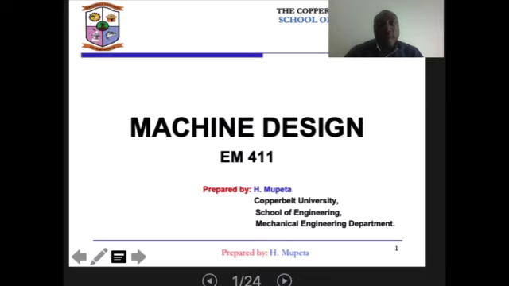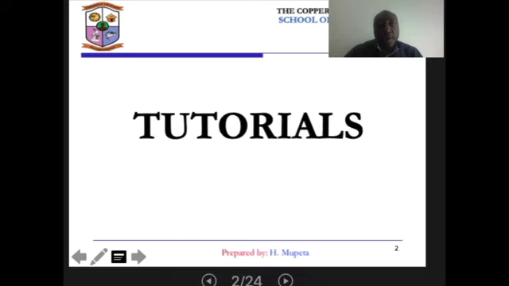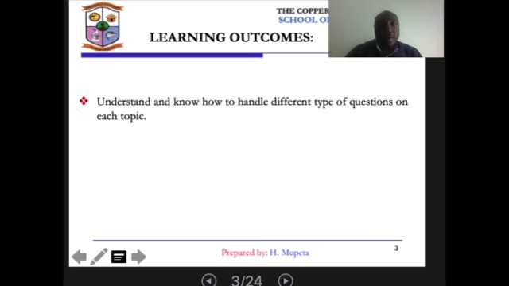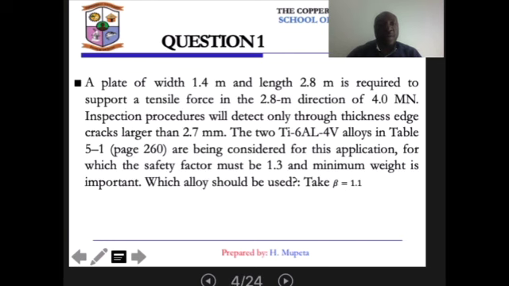Today we are going to have some tutorials in machine design, AM411, and we are basically going to do about 3 questions. The purpose of these tutorials is that you and everyone else should be able to understand and know how to handle different types of questions on each topic and see how these can be handled in various situations. If you know how to handle one, you should be able to handle others. The most important thing that you need to do is to know the concept. So here is question 1.